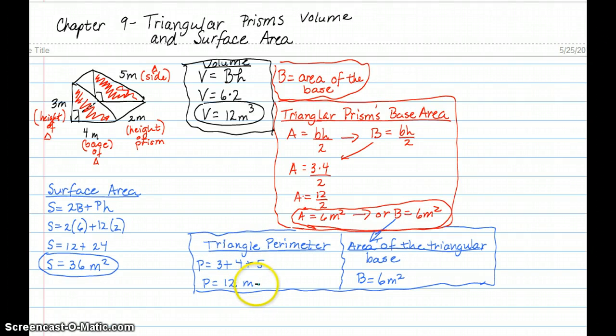You take that times the height of the prism, so that's the height right there, 2 meters. 12 times 2 is 24. 12 and 24 is 36, so your surface area is 36 meters squared, and that's what it would take to construct this figure in terms of the materials.